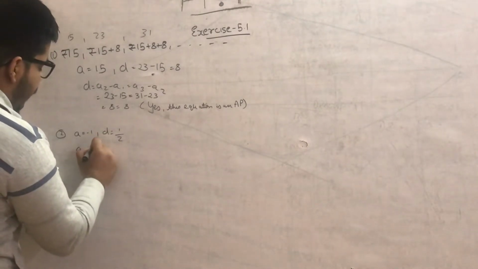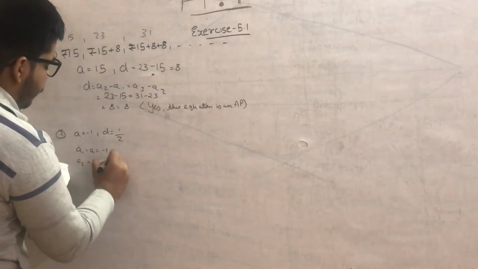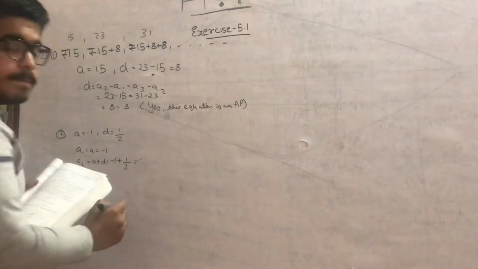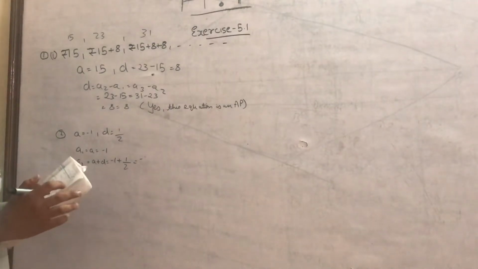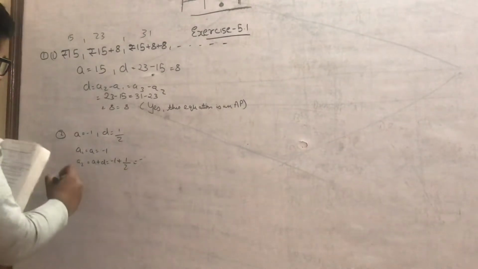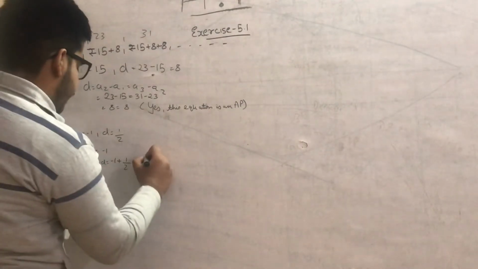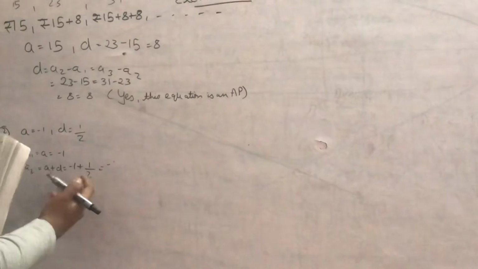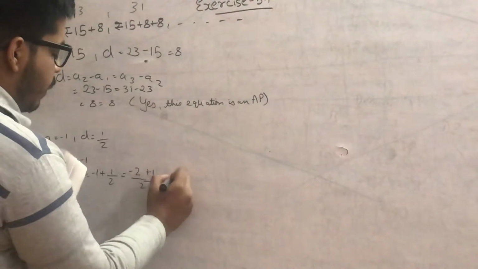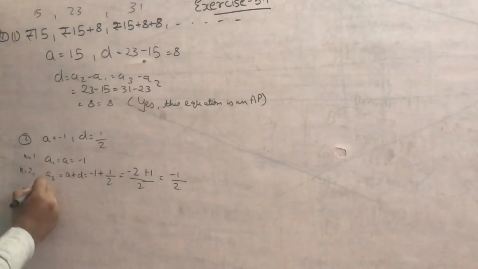First term A1 is equal to A is equal to minus 1. A2 is equal to A plus D, minus 1 plus 1 by 2. And how is that A2 equal to A plus D coming, using which formula? A plus n minus 1 into D. An is equal to A plus n minus 1 into D, right? Very good. Here we are going to take n is equal to 2. We take the LCM of this, minus 2 by 2 plus 1. So here the answer comes minus 1 by 2, which is A2.